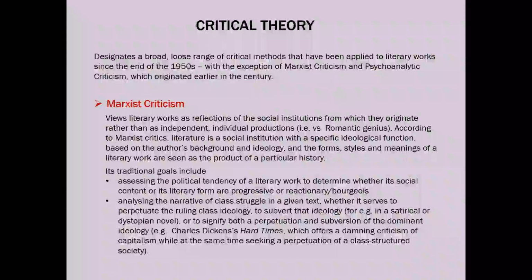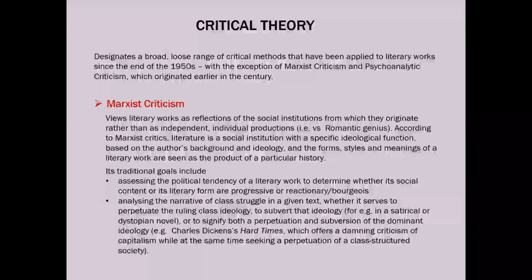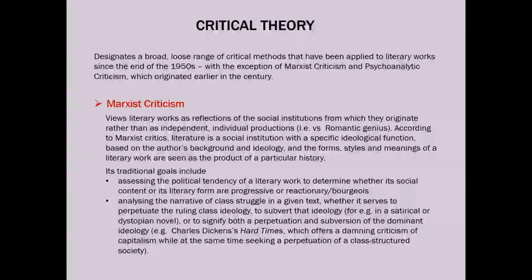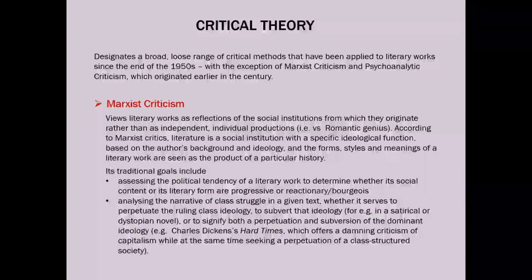As I said, it's a way of trying to bring new ideas and new concepts into the way one reads or rereads literature. So the first one, and one that I suppose is known here in a certain flavor, is Marxist criticism. And it also has a huge tradition in the West more generally. So what does Marxist criticism do in general? It looks at literary works as reflections of the social institutions from which they originate, rather than as independent individual productions. Okay, so it's rooted in the social and in the collective, which means that it goes against the notion of romantic genius, individual genius.